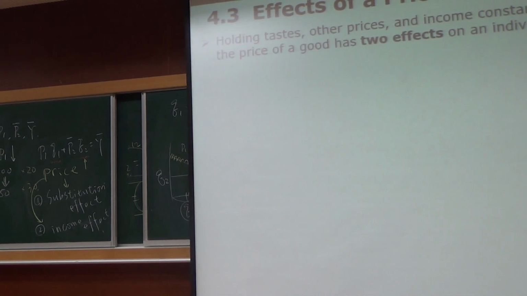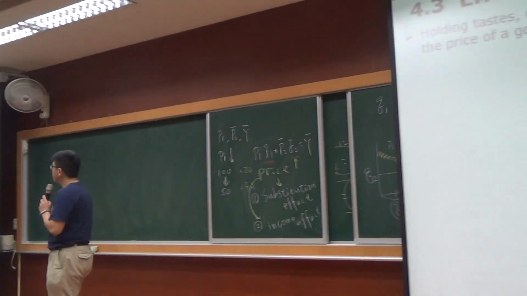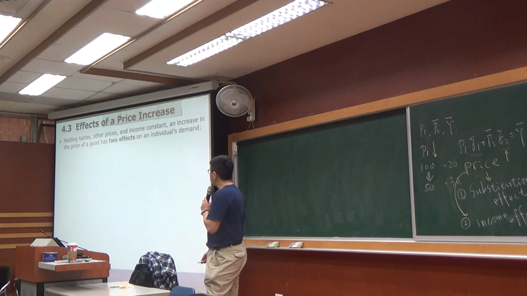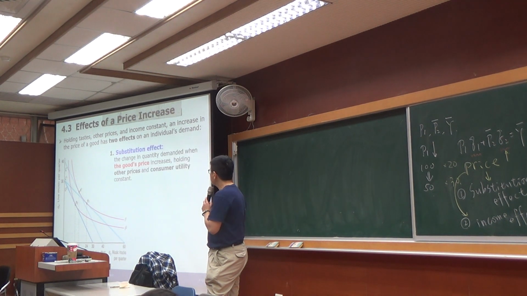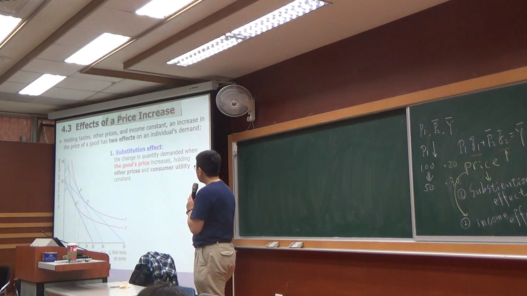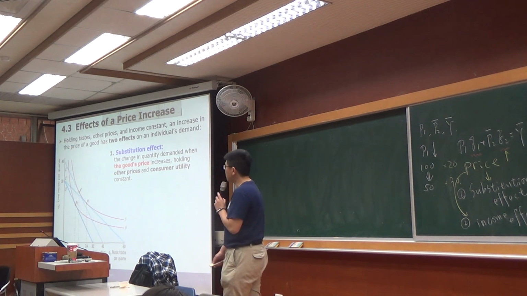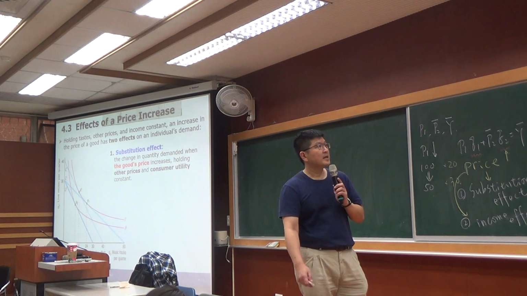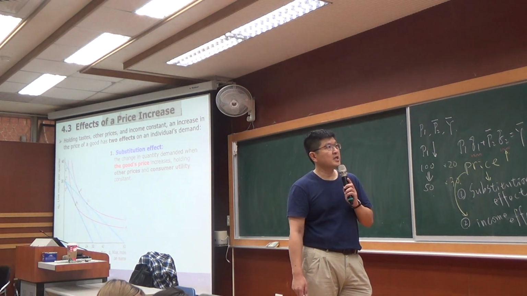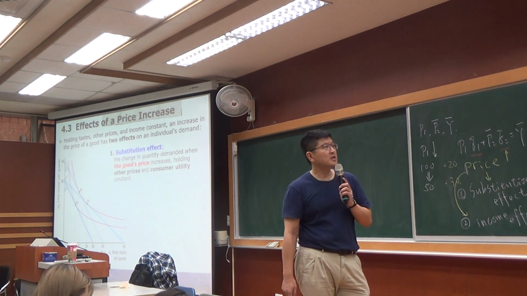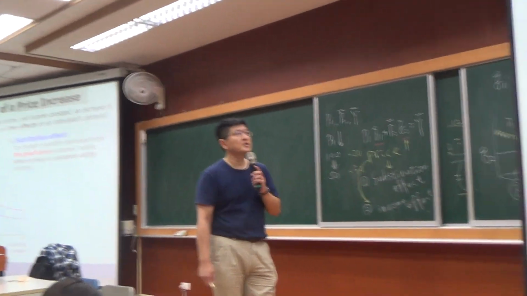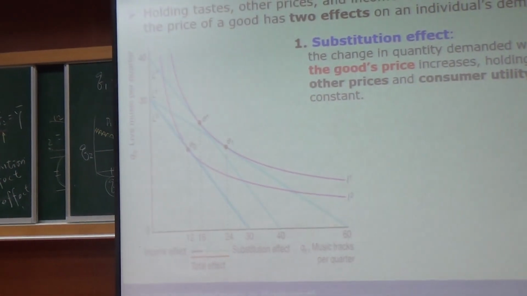and income constant. An increase in the price of a good has two effects on an individual's demand. So, substitution effect. What does it mean by substitution effect? We define this kind of effect by this: the change in quantity demanded when the good's price increases, holding other prices and consumers' utility constant.